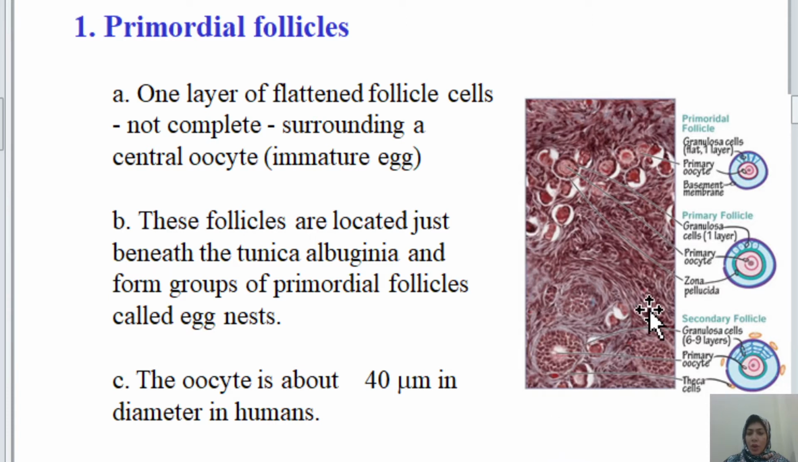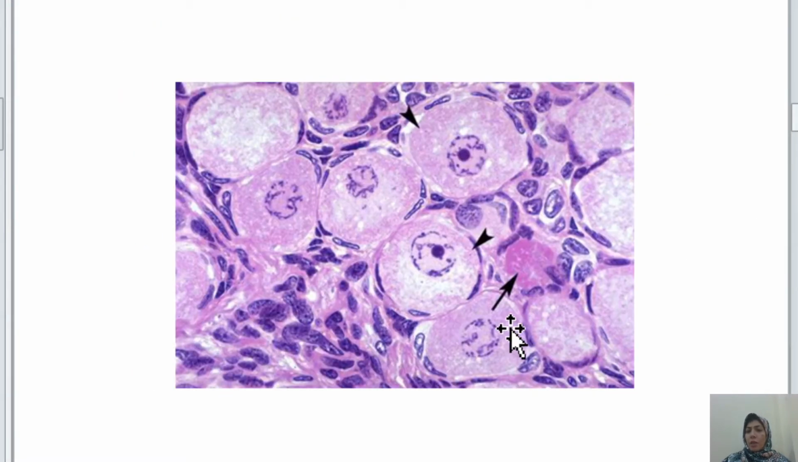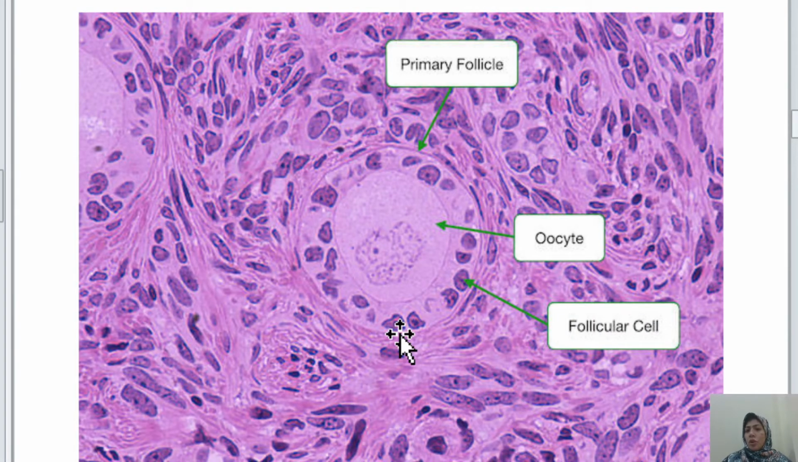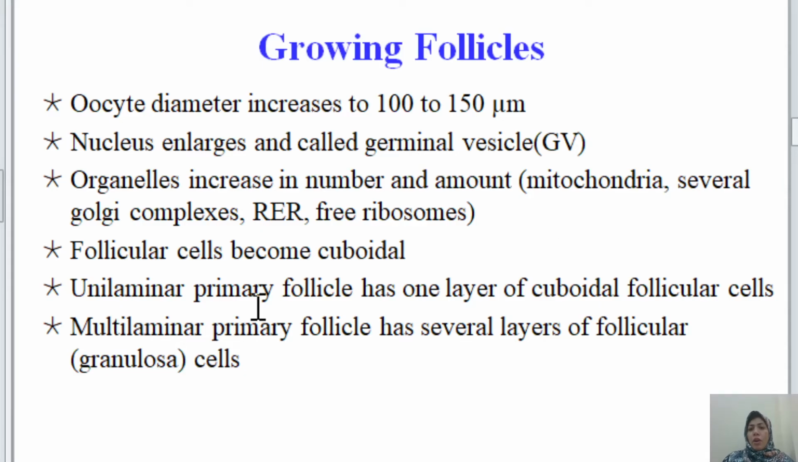And you can see in this picture the primordial follicle that has just one layer of follicle cells, and in the center of this layer is the oocyte, which is the immature egg. This is another picture that shows the one-layer follicle around the oocyte, and the oocyte is in the center of the follicle. This is also another picture. It shows the oocyte. These are the follicular cells, and this is the primordial follicle.